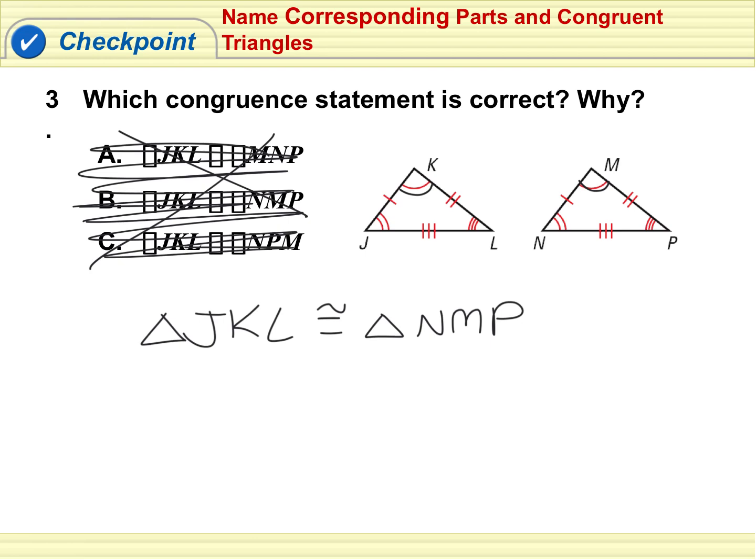Okay? Any questions over section 5.1? Just writing statements and markings. Making connections.